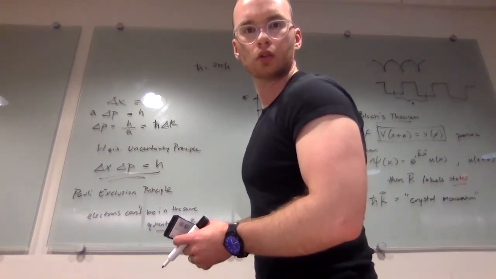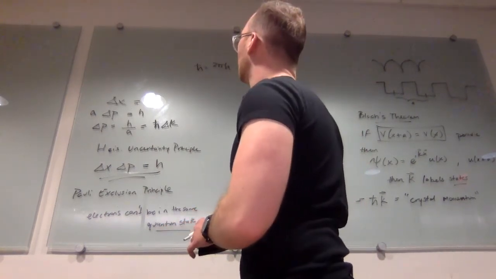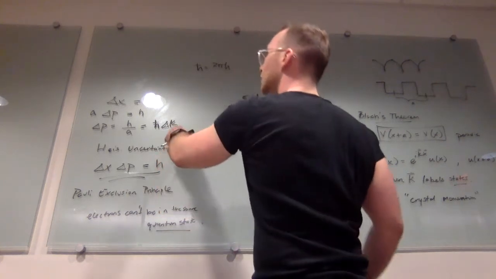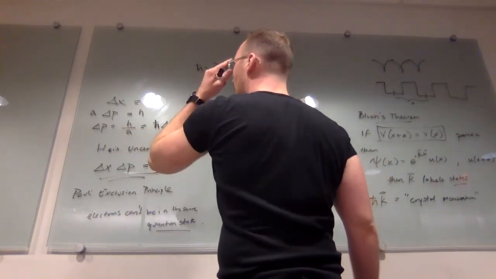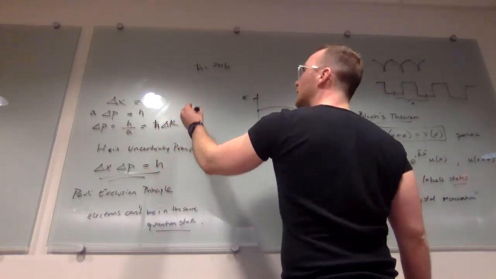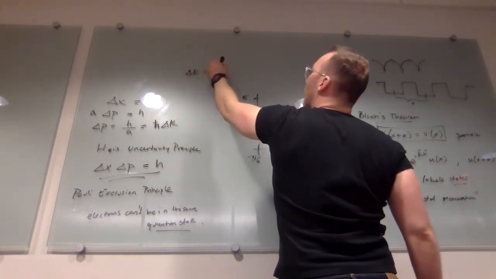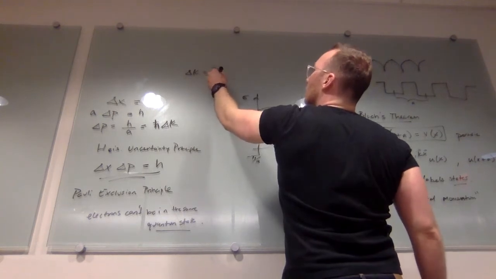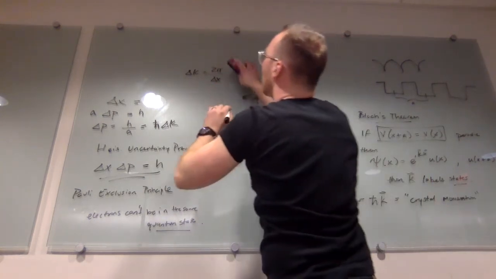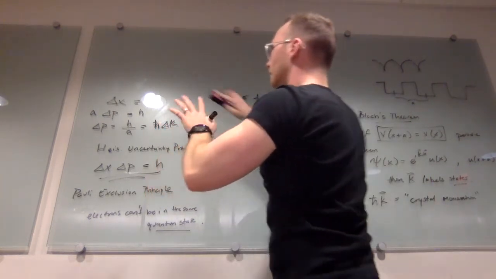So delta k_x equals 2 pi over delta x. Delta k is 2 pi over... oh wait, that's supposed to be an a. Okay, then that's fine.